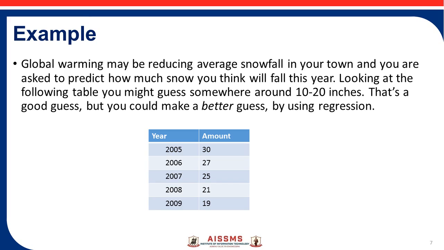We can see in 2005 the amount of snowfall is 30, 2006 27, 2007 25, 2008 21, and 2009 19. By observing this table we can conclude that the amount of snowfall is decreasing year to year. So if anyone asks what the snowfall will be in 2010, we can easily predict it will be between 10 and 20 inches.